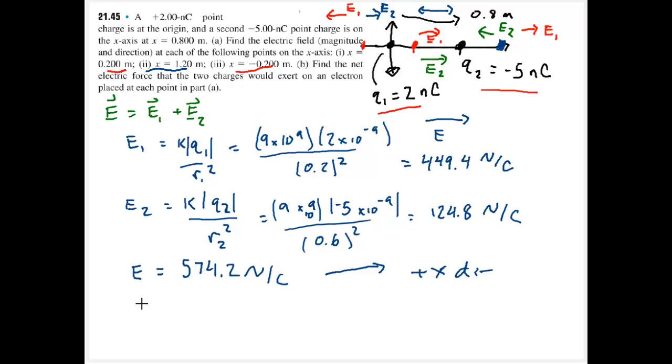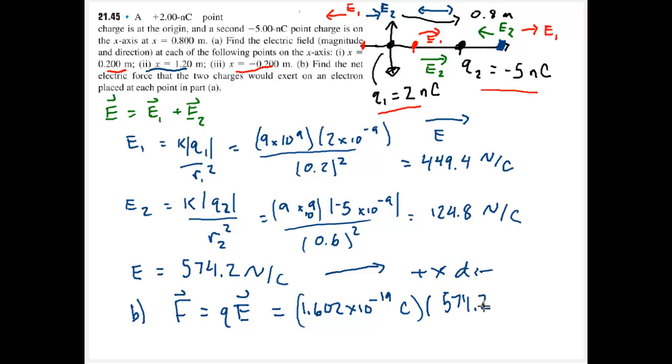Now to go ahead and look at part B and find the forces. We know that the force is going to be equal to the charge multiplied by the electric field, and it tells me that it's an electron, so that tells me that the charge is going to be 1.602 times 10 to the negative 19 coulombs. Electric field is going to be 574.2 newtons per coulomb. So you can see how the units are going to work out to be newtons.